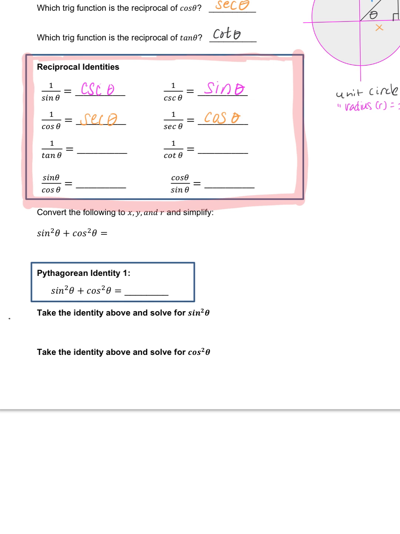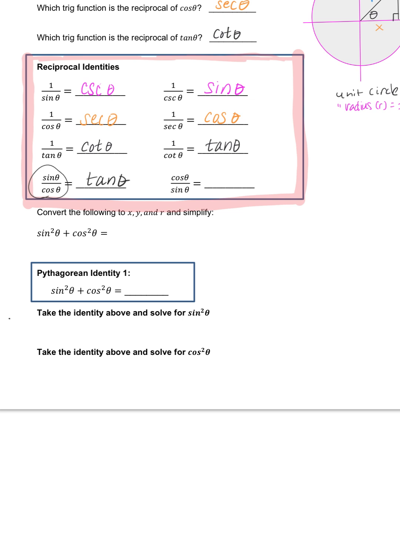Okay, tangent theta. The reciprocal of tangent theta we know is cotangent theta. I'm just going to go across. The reciprocal of 1 over cotangent theta is tangent theta. So now remember that. This is not a reciprocal identity, but it is one that we use that will help us with this one. Sine theta over cosine theta, we just learned, is tangent theta.